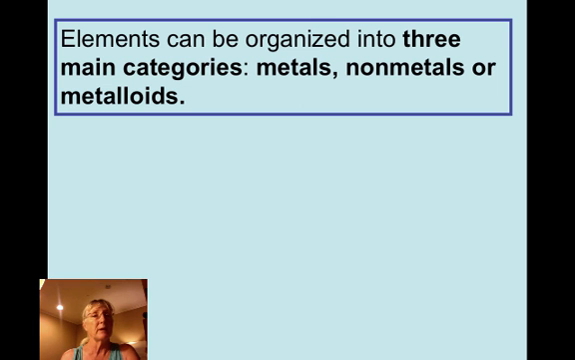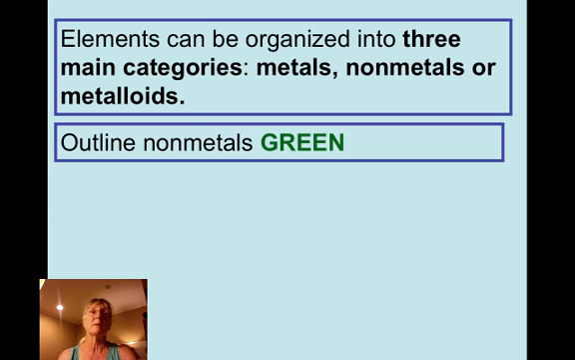Now we can take the periodic table and categorize it into three main categories: metals, nonmetals, or metalloids. So metal: shiny, ductile, malleable, good conductor of electricity. Nonmetals: none of those things. And metalloids, as the name implies, are those elements that have properties that are intermediate between metal and nonmetal. And interestingly enough, they group themselves pretty nicely into distinct regions on the periodic table.